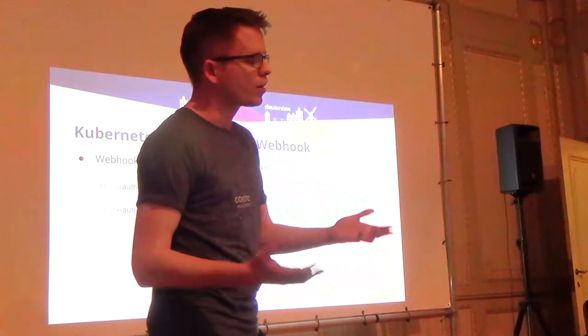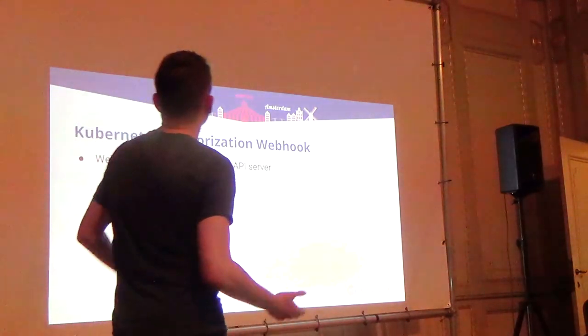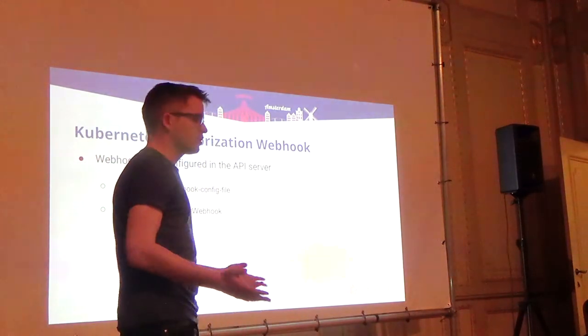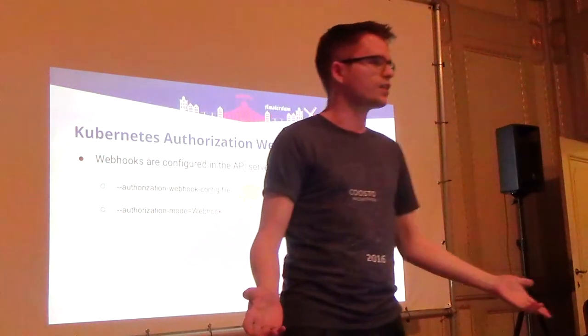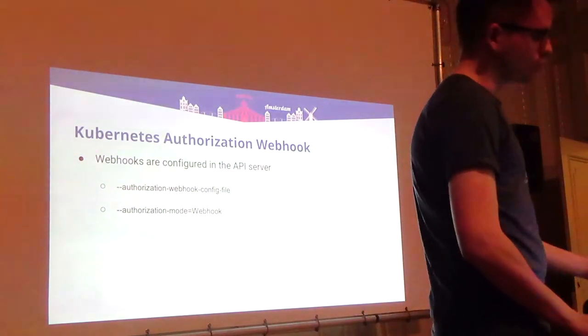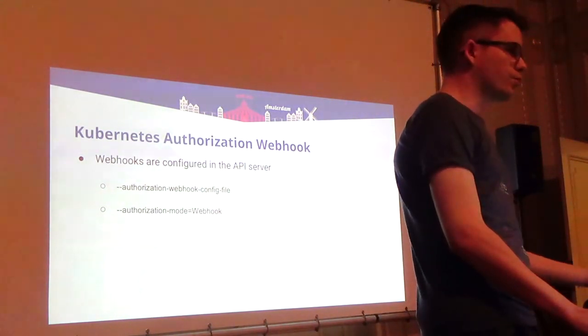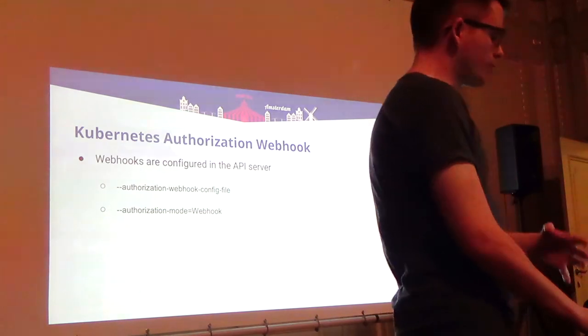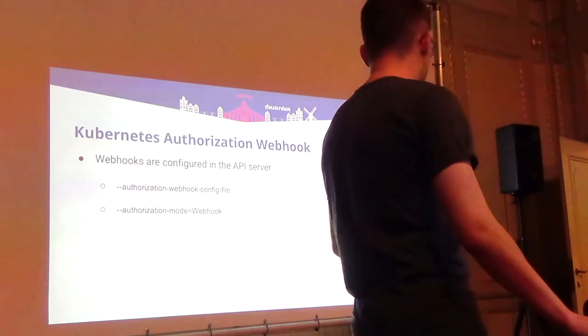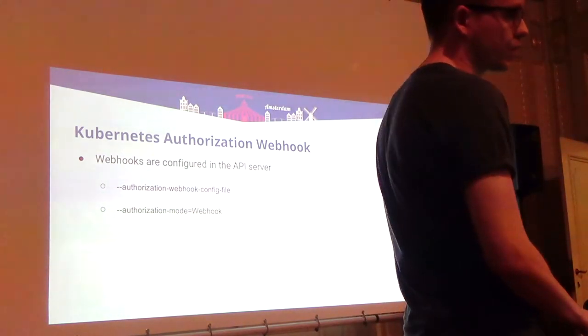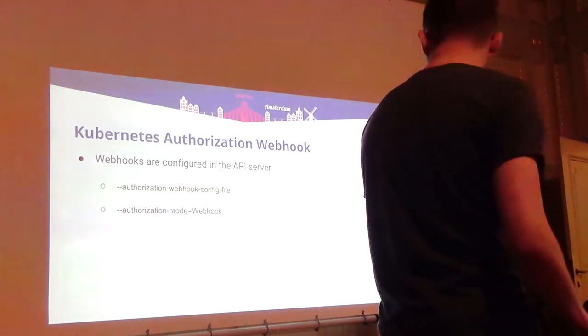So that's now 2 out of 3 down, and the next step obviously is authorization, and again it's 2 settings in the API server, the first one being the authorization webhook config file again, and then there's the authorization mode, and there's also a bunch of plugins for this, and we use webhook for this.